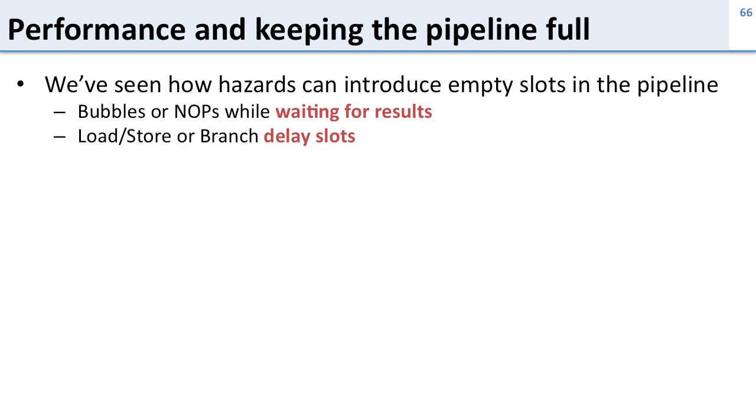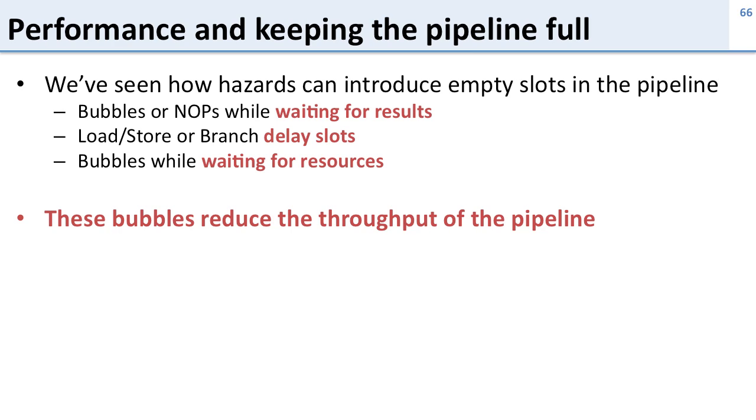The load, store, and branch delay slots can force us to have bubbles if we can't find instructions to put in them. And we can have bubbles while we're waiting for resources. So if we only have one instruction memory, we have to wait for that to use it. These bubbles reduce the throughput of the pipeline because they're not doing useful work. These are wasted cycles when we put them in there, and that's why we drew them as little bubbles instead of useful work.